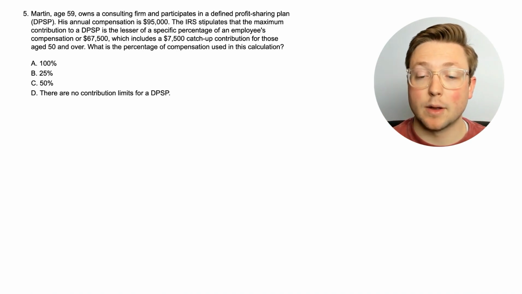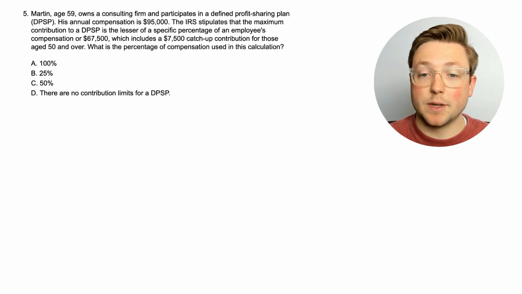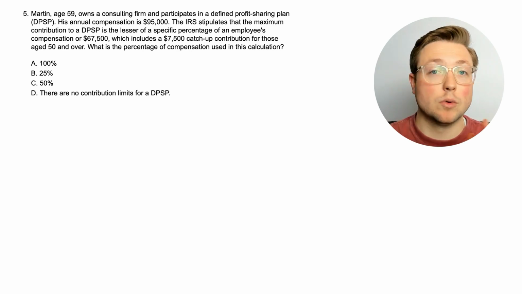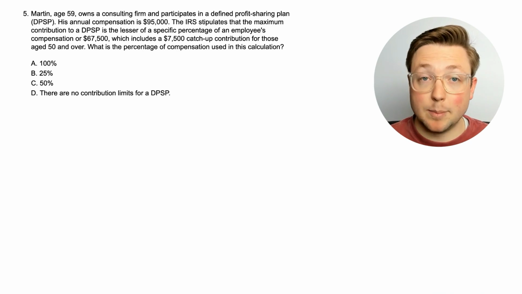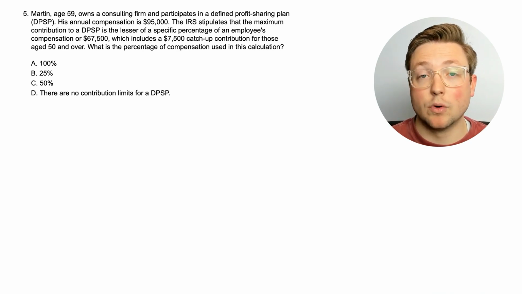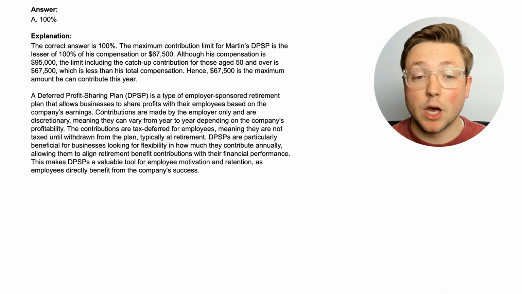What is the percentage of compensation used in this calculation? Okay, so this is something new, a defined profit sharing plan. So what is the max contribution? We've seen like 25% of compensation or a specific number. Is that how it is for a DPSP? Maybe. Let's go ahead and dive in and see what the difference is, if there is a difference for a DPSP. Okay, turns out that a DPSP, it's actually 100%.